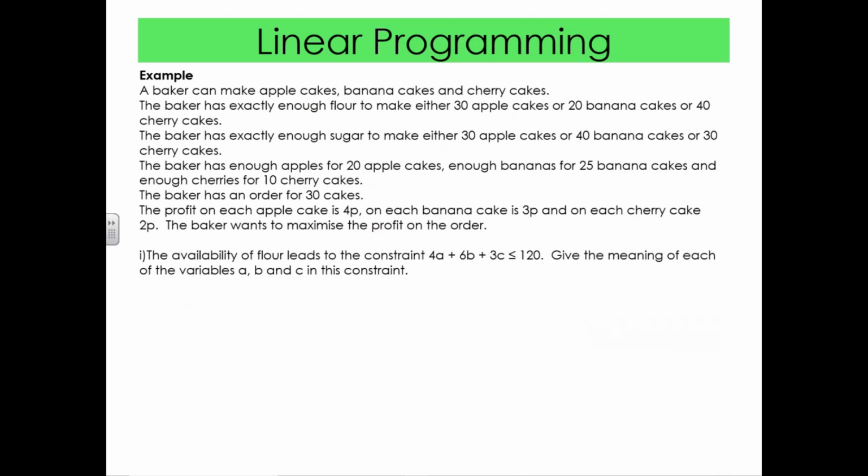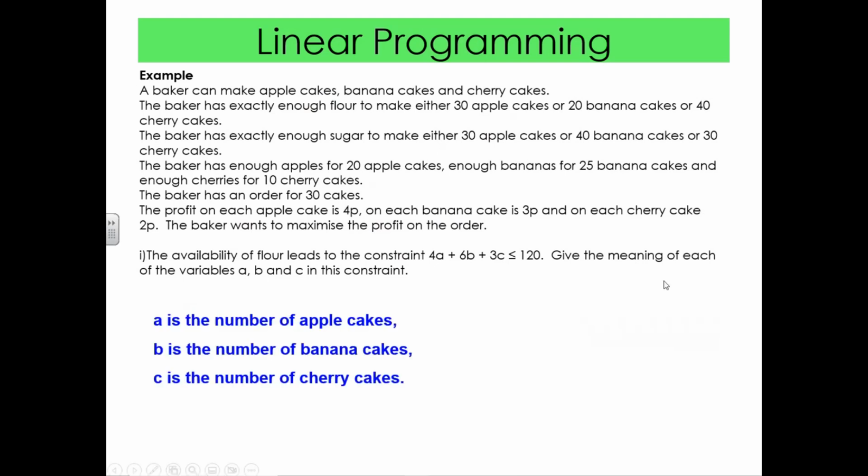So part one says the availability of flour leads to this constraint. Thankfully, we don't have to work that one out. But it says give the meaning of the variables A, B, and C in this constraint. So A is going to be the number of apple cakes baked, B is the number of banana cakes, C is the number of cherry cakes. That's defining your decision variables to start off with.